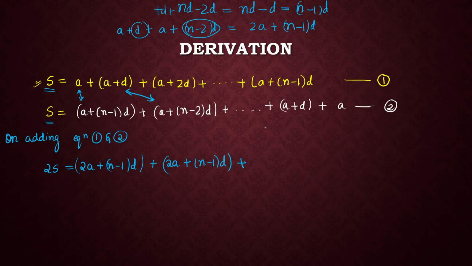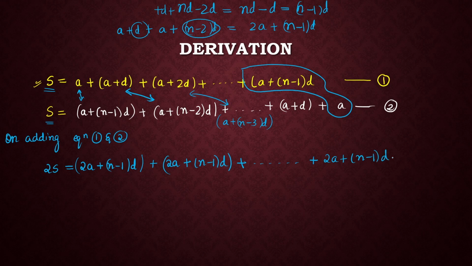Now I'll add the third term. Here I've not written the third term, but if I had written it, it is a plus (n minus 3) into d. Now just add and see, we'll be getting the same thing. Now I'll go and add the corresponding last terms. What happens? a plus a is 2a plus (n minus 1) into d.